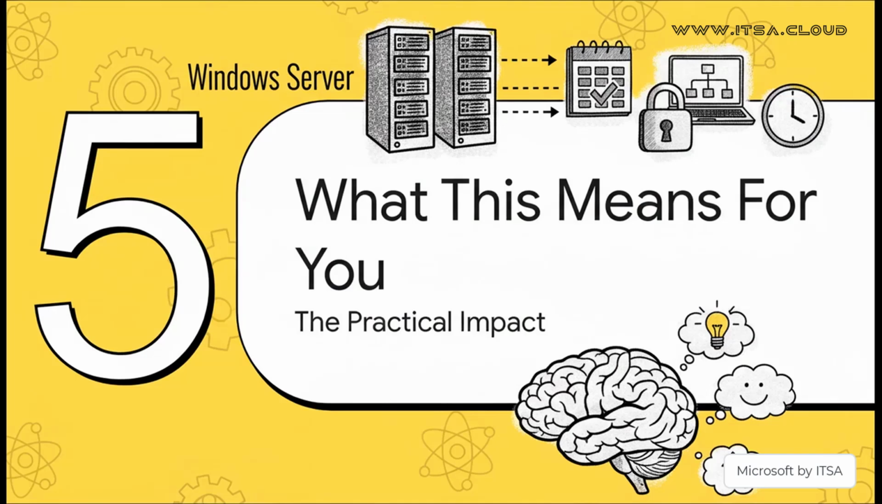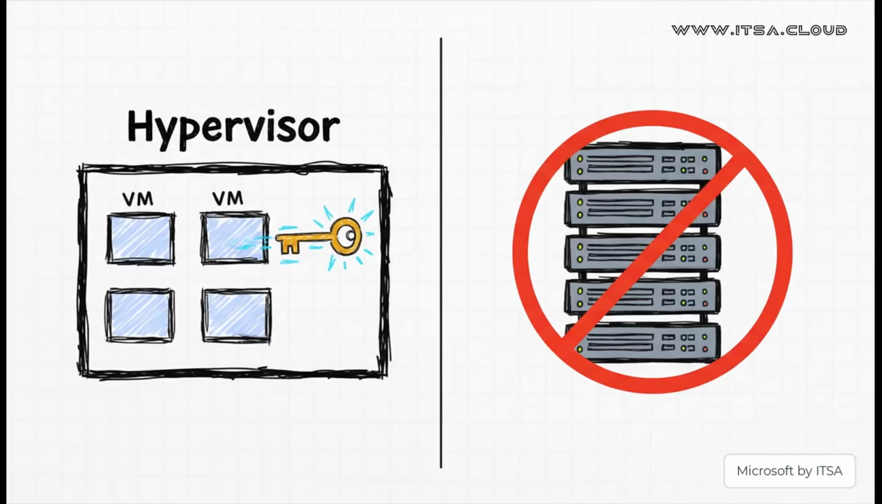Okay, so the tech is awesome. We get it. But let's bring this home. What does DC cloning actually mean for you in your day-to-day work? First and foremost, the single most important thing you have to remember is that this is for virtual machines only. The entire safety net we just talked about depends on that VM generation ID, which comes from the hypervisor. This process will not work, and it is not supported on physical hardware.